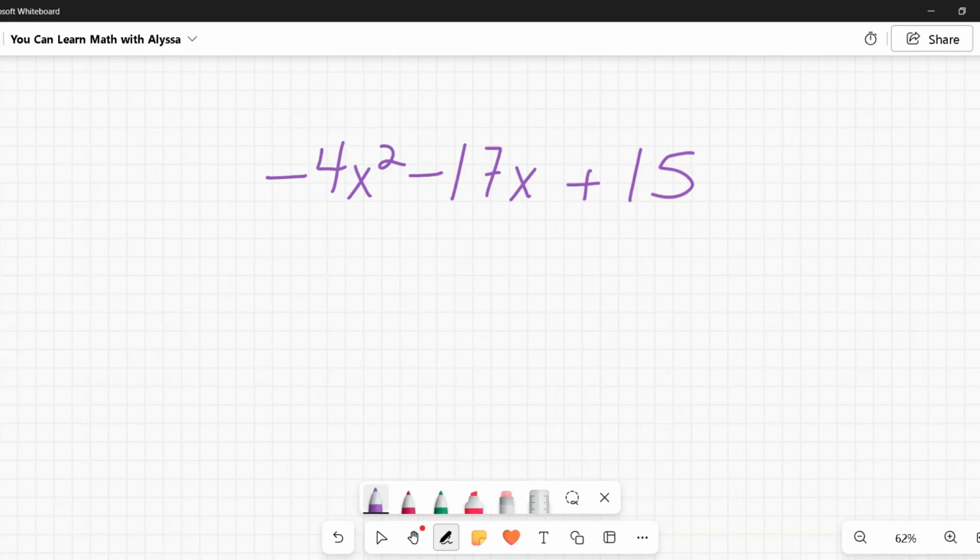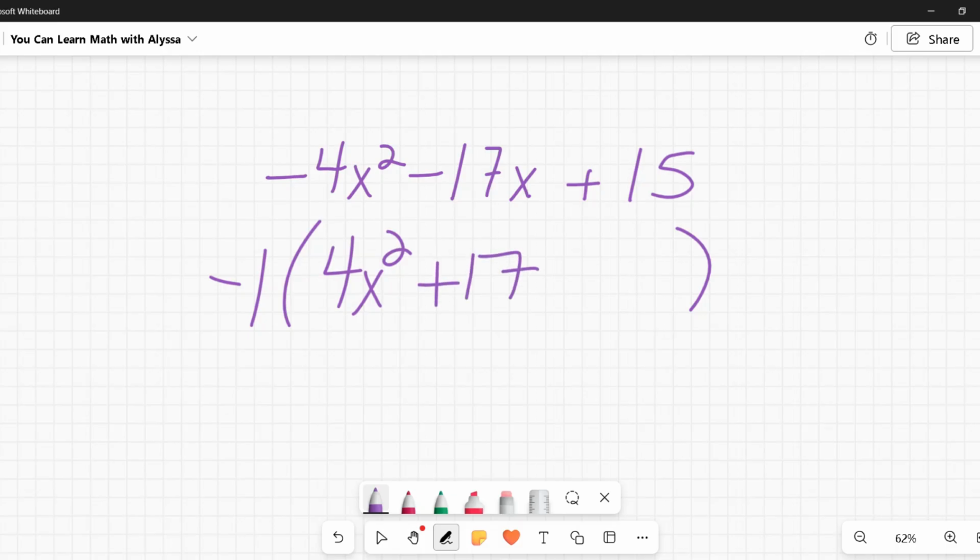Okay, remember our first step is to pull out that negative 1. So I'm going to pull it out of the whole thing. It changes the sign of everything. Negative 4x squared becomes positive 4x squared. Negative 17x becomes positive 17x. And positive 15 becomes negative 15.